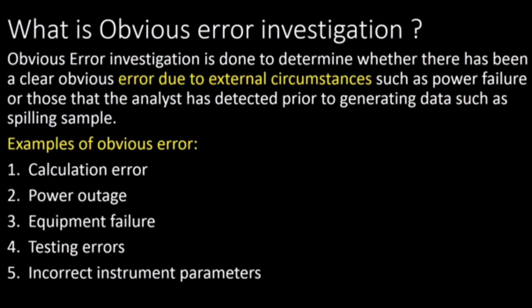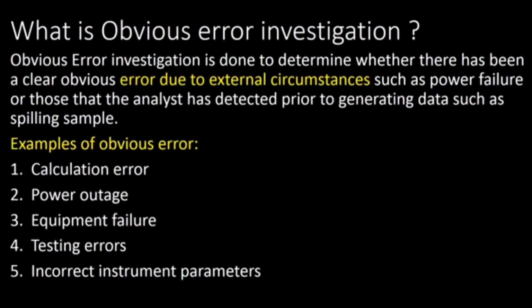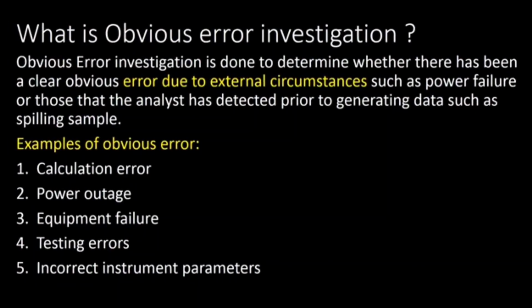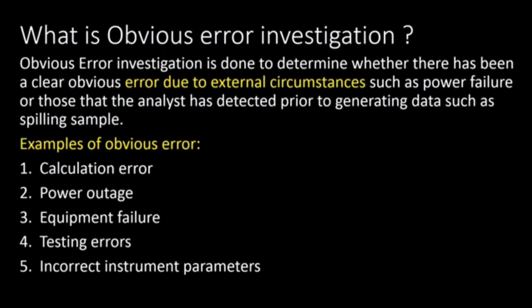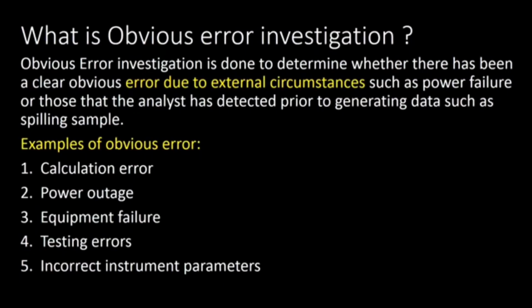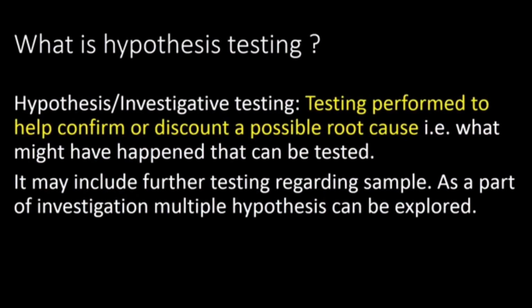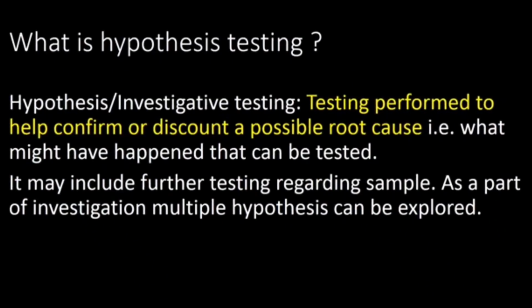What is obvious error investigation? Obvious error investigation is done to determine whether there has been a clear obvious error due to external circumstances such as power failure, or those that the analyst has detected prior to generating data, such as spilling sample. Examples of obvious error are calculation error, power outage, equipment failure, testing errors or incorrect instrument parameters.